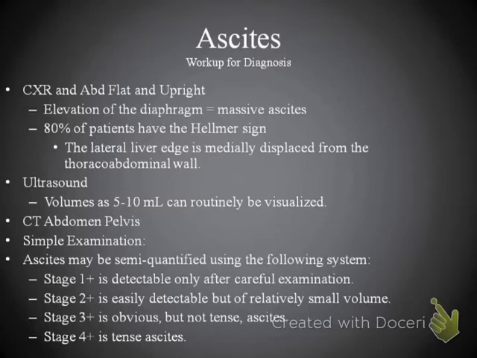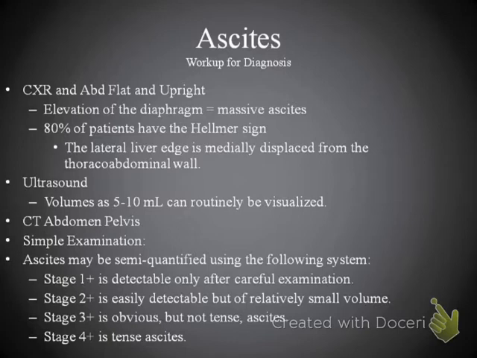Stage 2 is easily detectable, but of relatively small volume. And so a lot of times physicians use how they press on the abdomen, how the patient feels, the history of the patient, and other factors to actually see whether the patient has ascites or not. If you have someone who has cirrhosis of the liver, then it's pretty obvious that this person is probably going to have ascites. However, at stage 2, it's only detectable, but you can only find a very small amount.